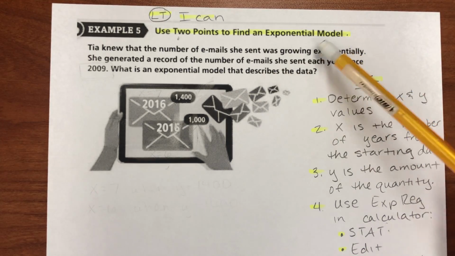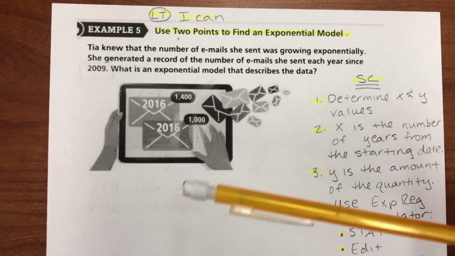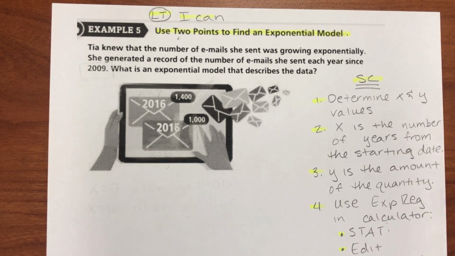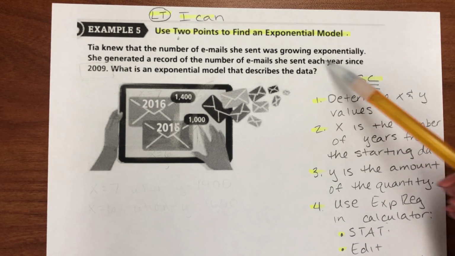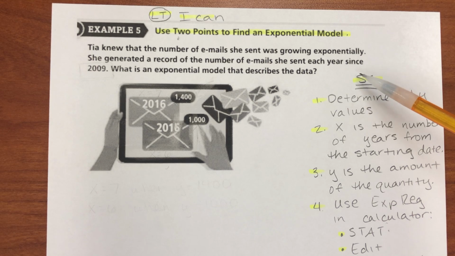So finding our model given 2 data points. Let's go ahead and read through example 5 and we'll work through this problem together. Example 5 says, Tia knew that the number of emails she sent was growing exponentially. So it's increasing there, growing. She generated a record of the number of emails she sent each year since 2009. What is an exponential model that describes the data?